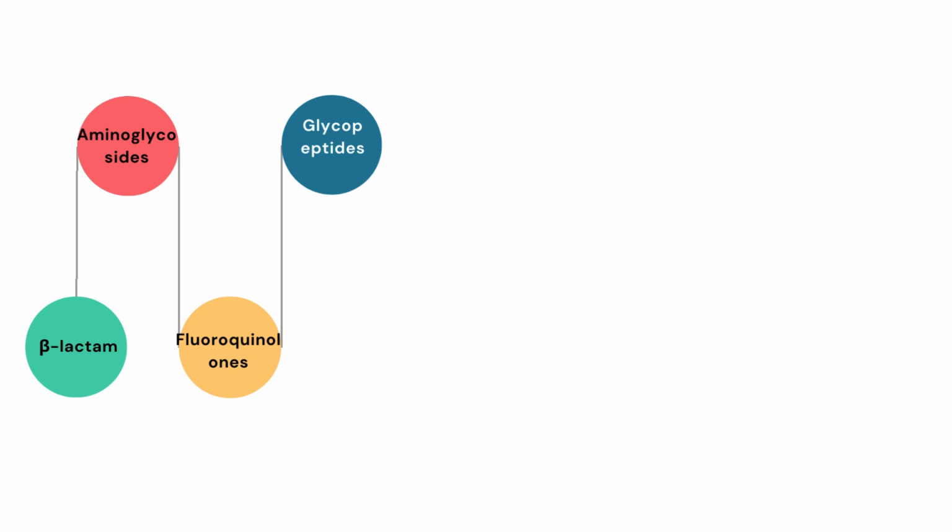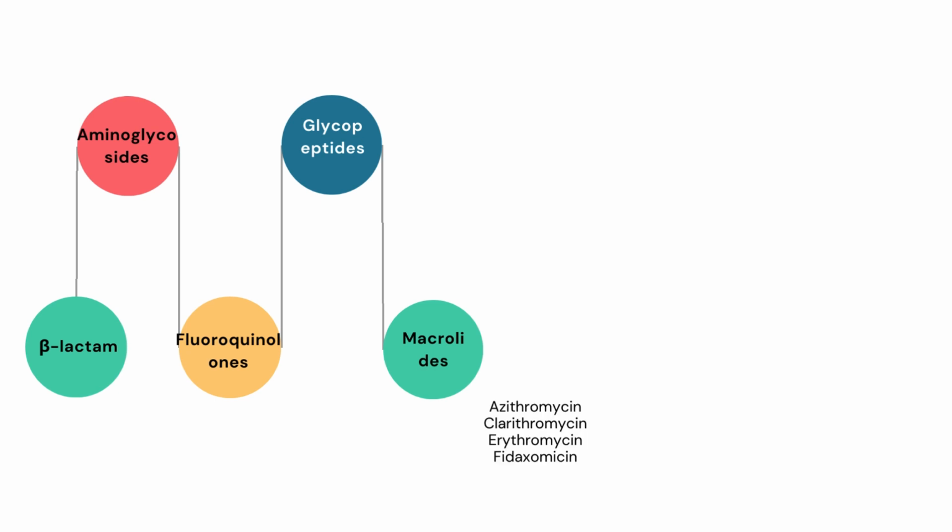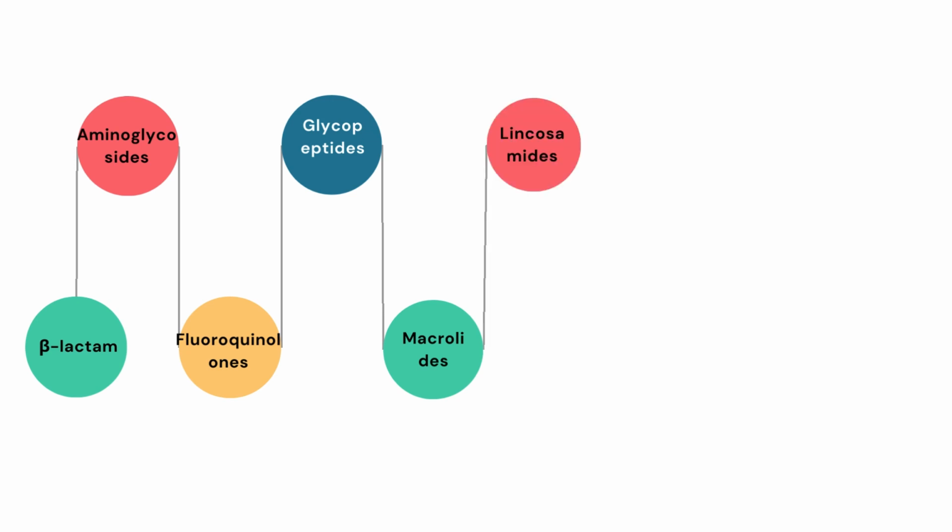The fourth group is the glycopeptides, as an example, which is vancomycin, teicoplanin, and dalbavancin. The fifth class is macrolides: azithromycin, clarithromycin, erythromycin, fidaxomicin are the examples of the macrolides. The next class is called lincosamides. The example for this is the clindamycin.